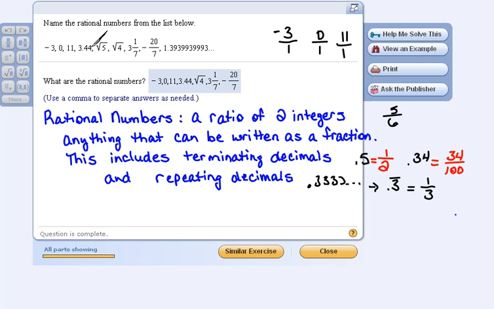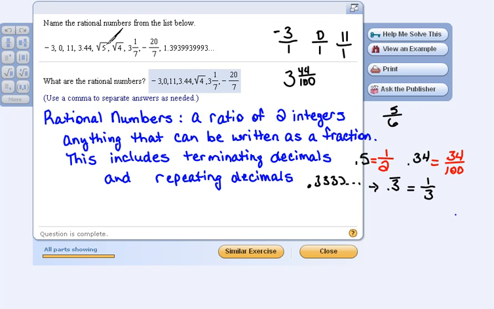3.44 is a rational number because it is a terminating decimal. 3.44 can be written as 3 and 44 hundredths. Now, the 44 hundredths part can be reduced down, but because it can be written as a fraction, that makes it rational. The square root of 5 is not a rational number.